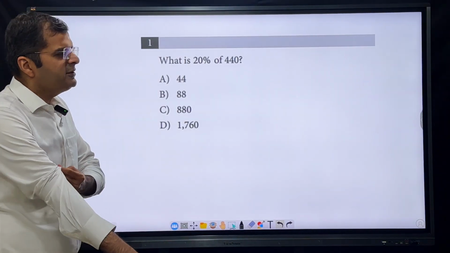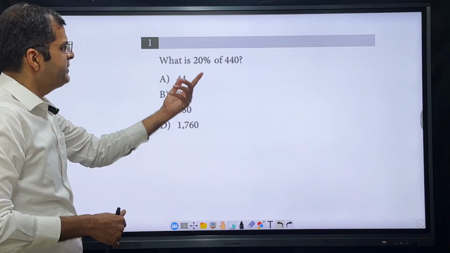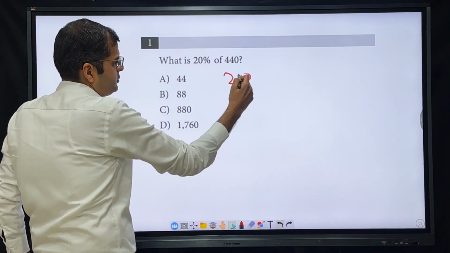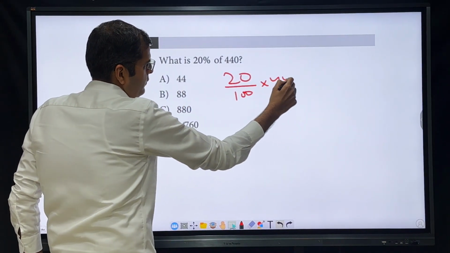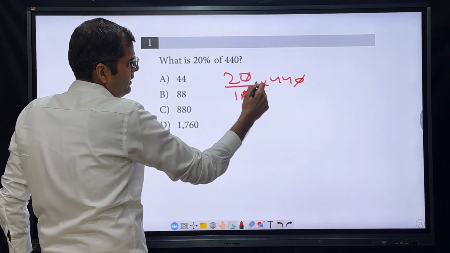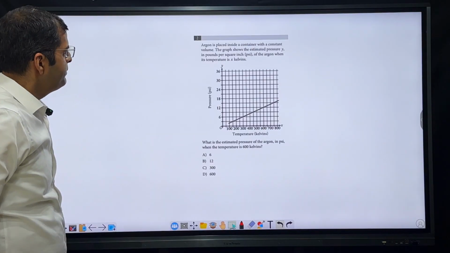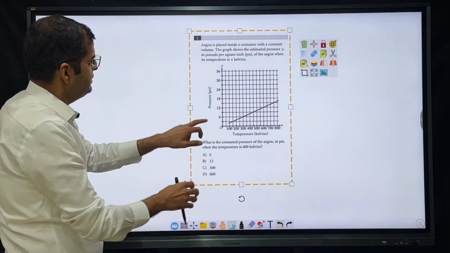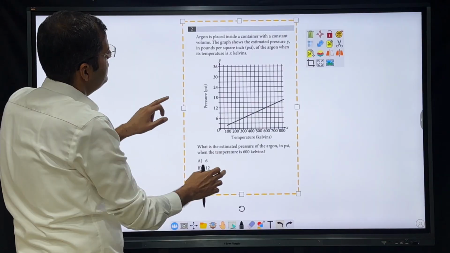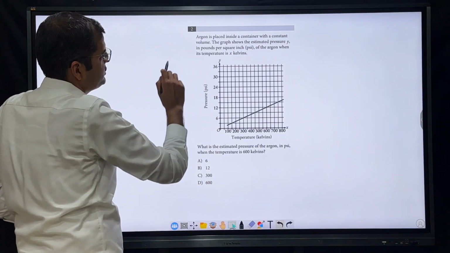The first question is pretty straightforward. It says, what is 20% of 440? That is 20 by 100 into 440. That will be 44 into 2, 88. Option B is correct.